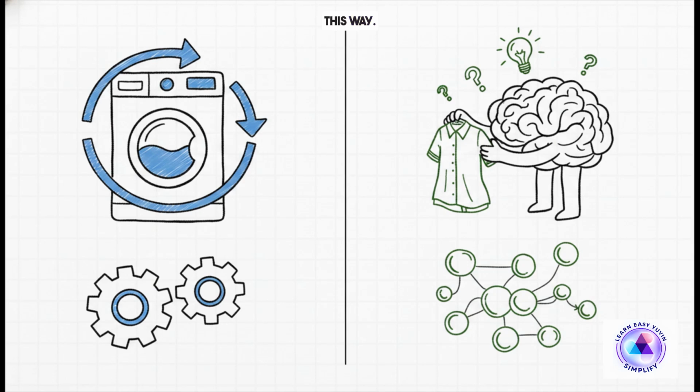Think of it this way. A washing machine always follows the exact same cycle no matter what you put in it. That's a pipeline. A human laundry expert who looks at a silk shirt and dynamically decides, okay, this needs to be hand-washed, has autonomy. An AI agent has to be the laundry expert, not the washing machine.